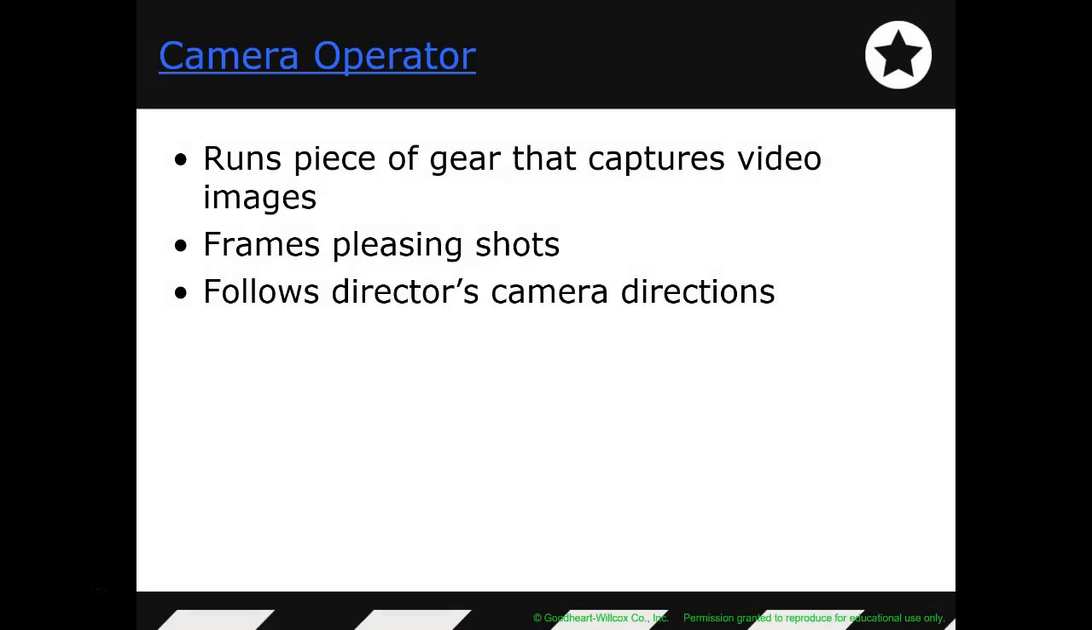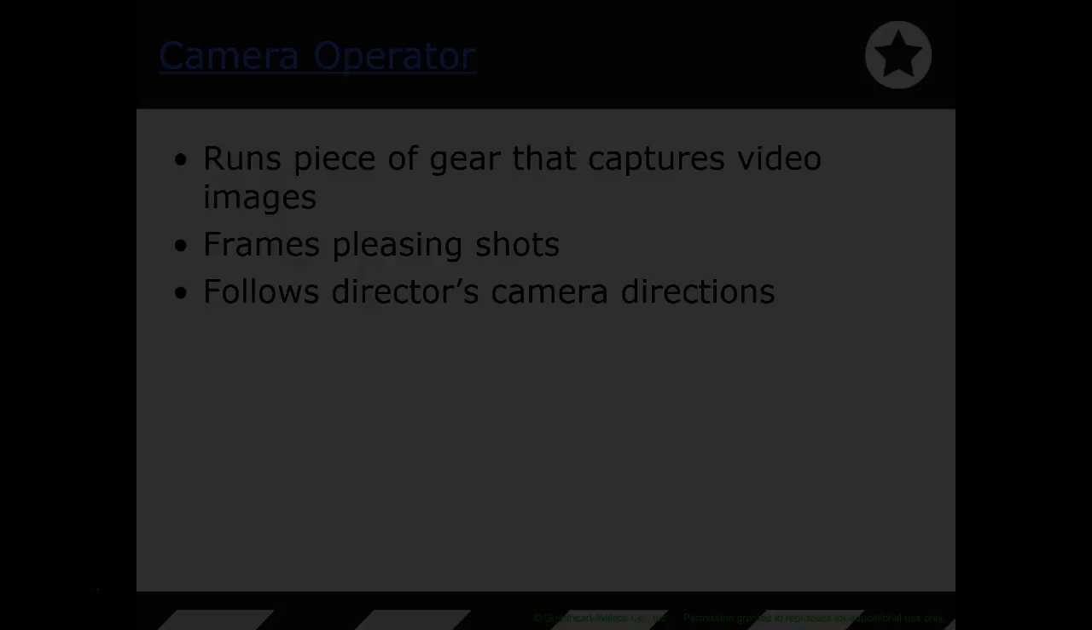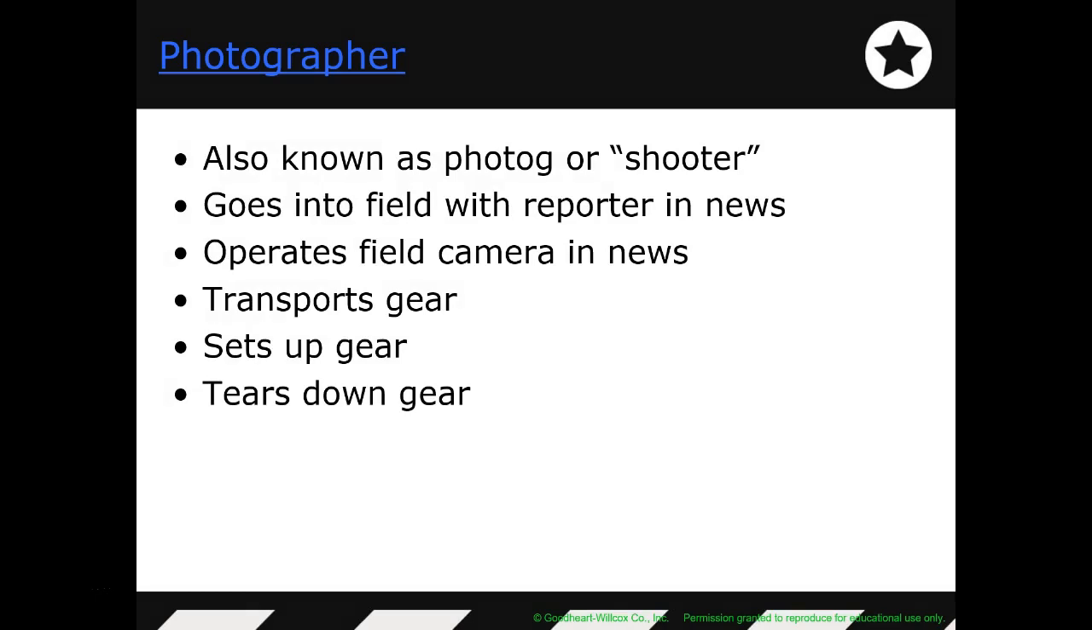So a camera operator essentially runs the camera, pretty straightforward. A photographer goes into the field with a reporter and operates the camera in the field, whereas a camera operator is probably someone in a studio.